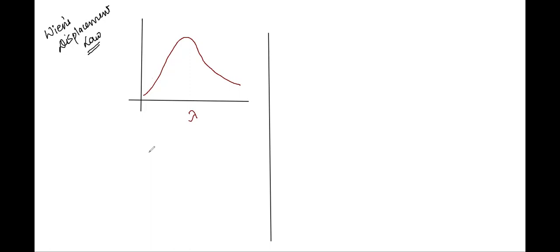So I can also denote this as, some books denote this as E lambda, right? E lambda. So what this says is, or it's also called, there is a word called spectral emissive power. There is a word called spectral emissive power.